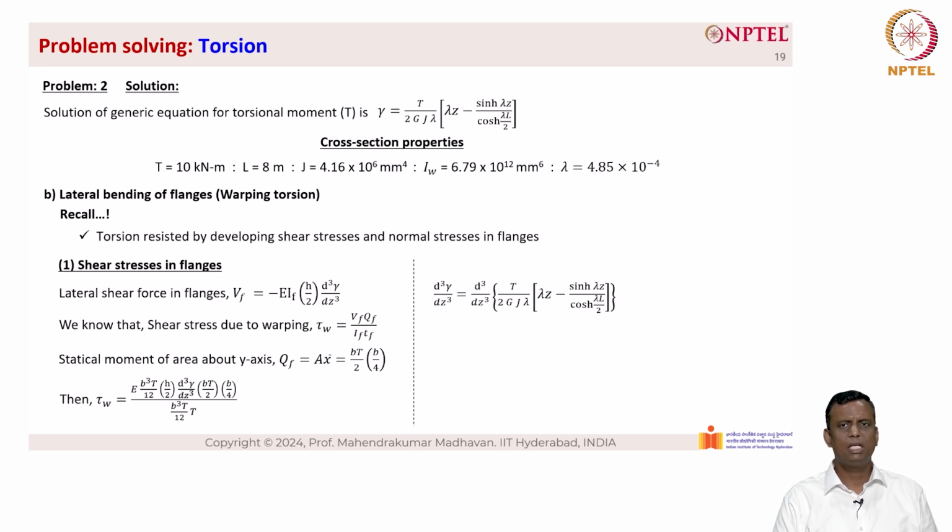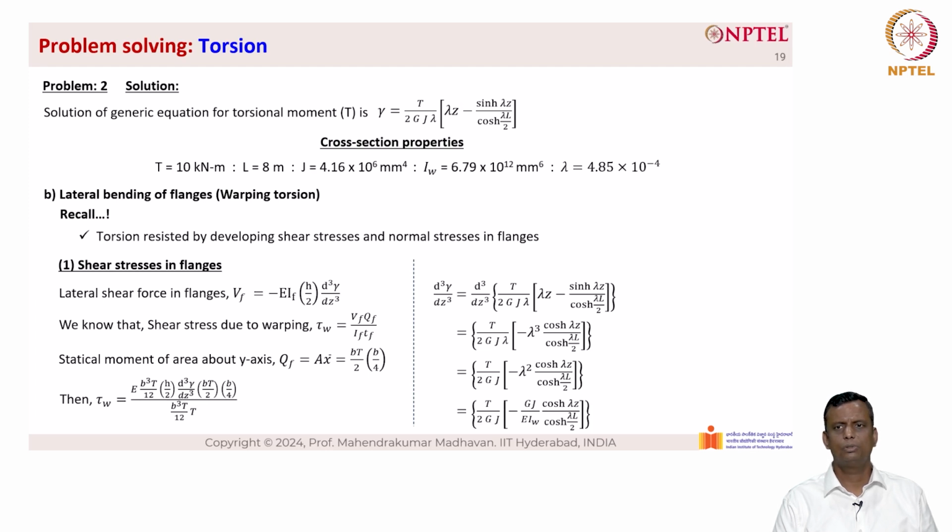Now we have d³γ/dz³ equal to d³/dz³ of the γ, which is given as T divided by 2GJ into (λz minus sinh λz divided by cosh λL by 2). When we differentiate it 3 times, the first term becomes 0, and the second term becomes minus λ³ cosh λz divided by cosh λL by 2. We can further simplify this to T by 2GJ into minus λ² cosh λz divided by cosh λL by 2.